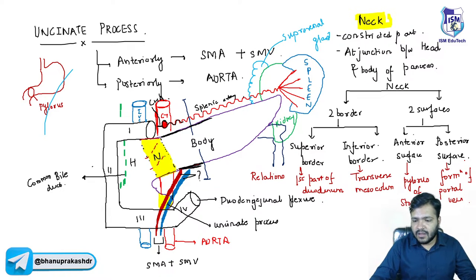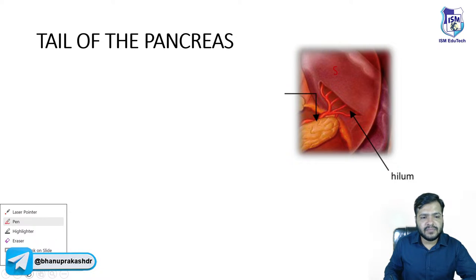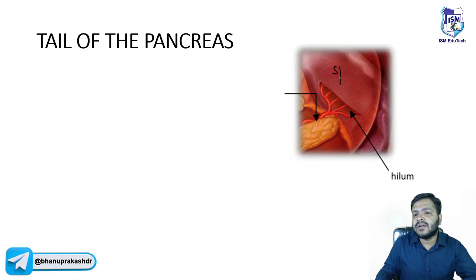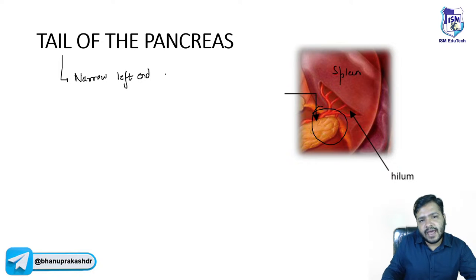Very good, beta. Now coming on to the tail of the pancreas. Look, beta, which structure is this? This is the spleen, right? And you can see the tail ending at the hilum of the spleen. So remember, the tail is the narrow left end of the gland, which lies in the lieno-renal ligament.